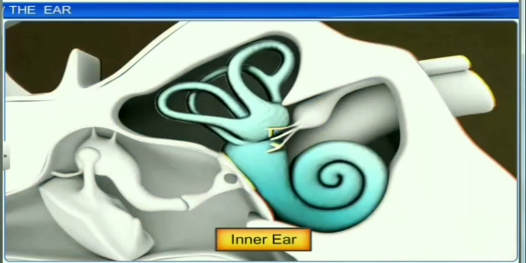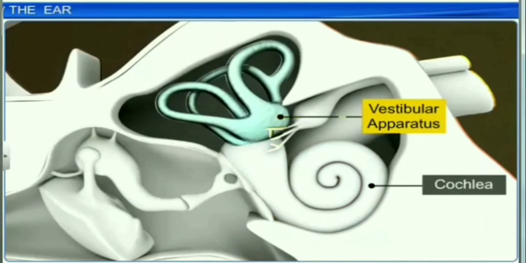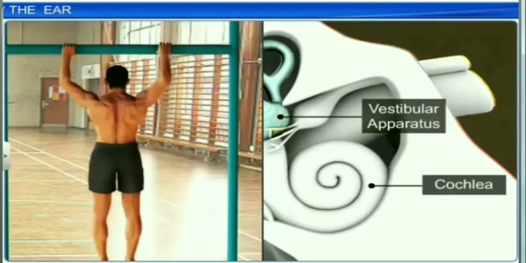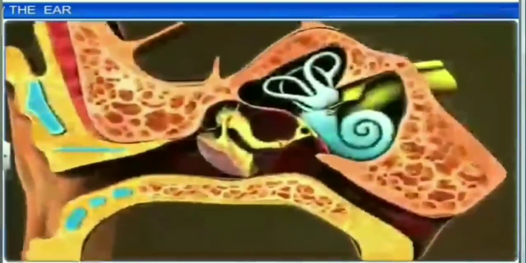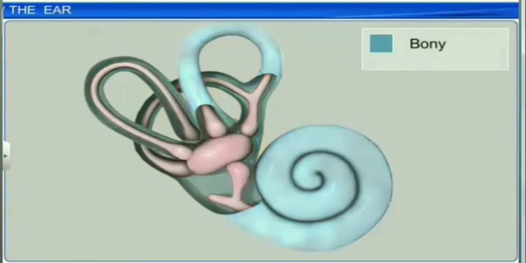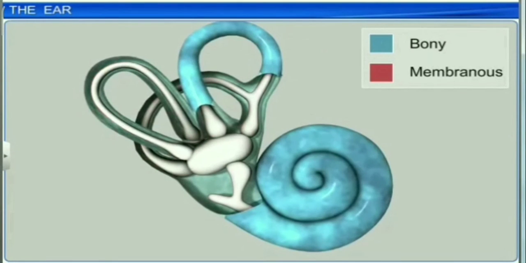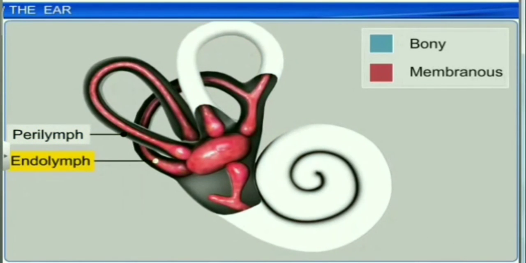The internal ear consists of the labyrinth and vestibular apparatus. The labyrinth consists of bony labyrinth and membranous labyrinth. These labyrinths are filled with perilymph and endolymph respectively. The coiled portion of the labyrinth is called the cochlea.